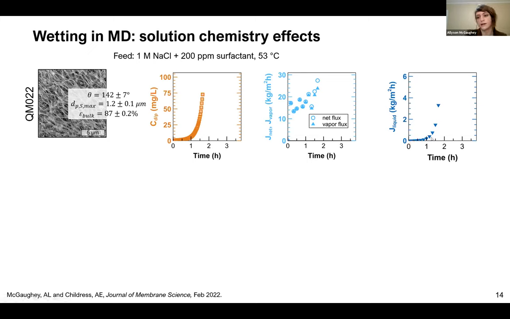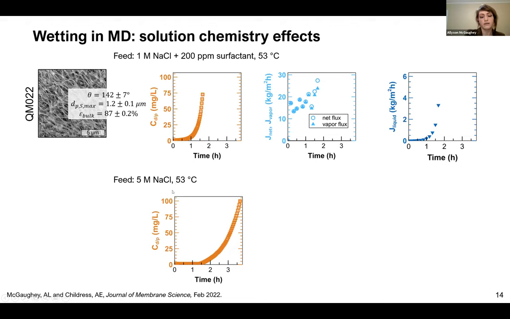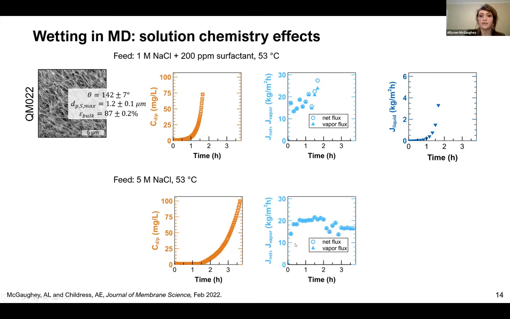And this suggests that at our constant operating conditions, more and more pores were becoming wetted, resulting in more and more liquid flux. And this is likely due to increasing bulk concentration of surfactant. We also looked at a high salinity feed solution using sodium chloride as a model scalant. And we see that pretty similarly, CDP increases relatively early and more rapidly. And we see that net and vapor flux, in this case, are similar and overlapping throughout operation, indicating that most pores remain dry.